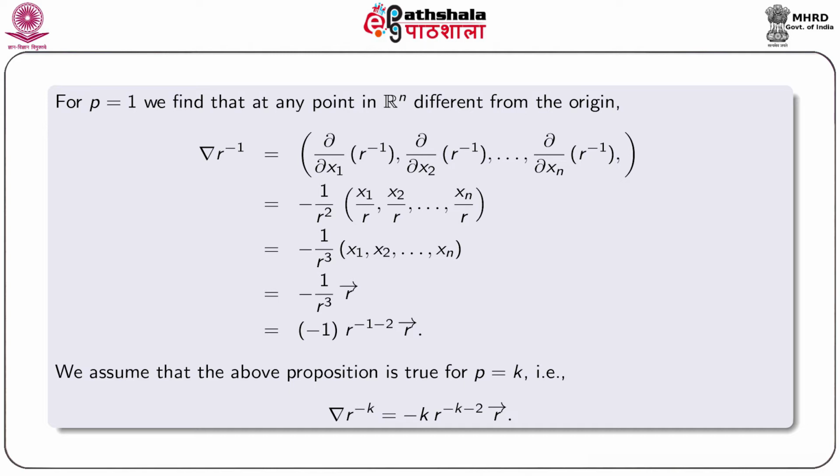So, whenever we take p equal to 1, this expression is true. Now, we assume that the above proposition is true whenever we put p equal to k. That is, the gradient of r to the power minus k equals minus k r to the power minus k minus 2 vector r.